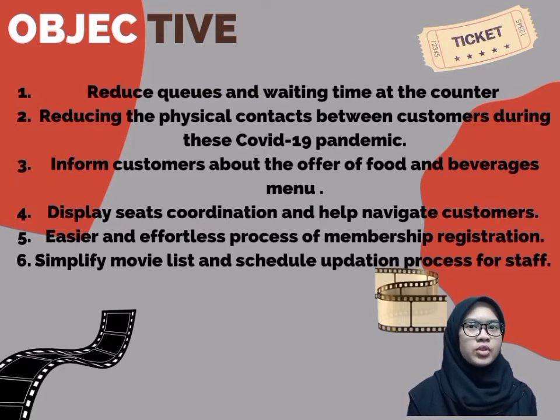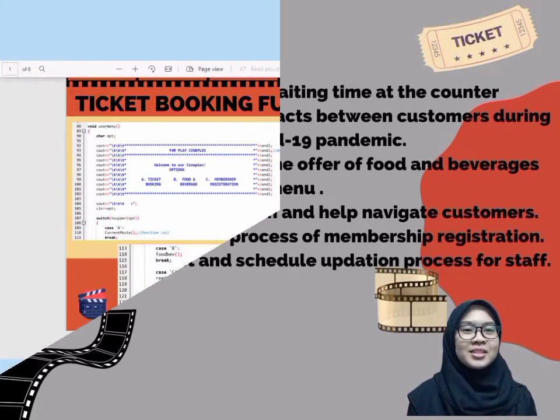Next, the system will help to navigate customers by displaying their seats and the coordination in the hall. Besides, it is also created to make the process of membership registration easier and more effortless, better than the manual system. It just takes less than 5 minutes with simple steps. Last but not least, the cinema application system is also designed to simplify the movie list and schedule updating process by the staff. So, the current movie shows will be displayed clearly for all the customers.